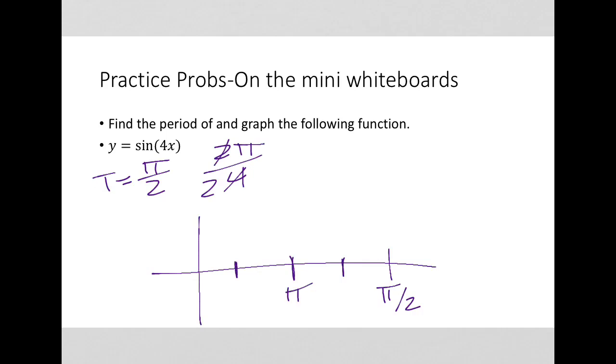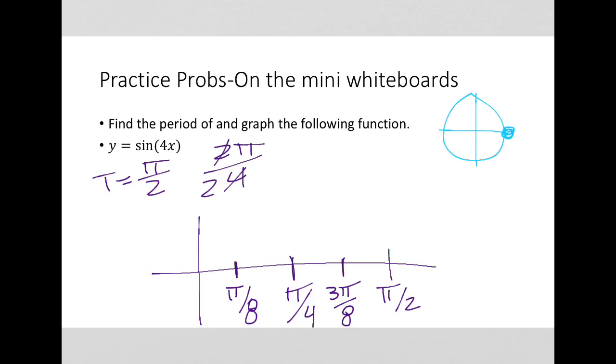Halfway is going to be my total period divided by 2. So it was pi over 2, so that's pi over 4. Go halfway again. Now I'm dividing by 2 again. I get pi over 8. So if I get 1 pi over 8, 2 pi over 8, this has to be 3 pi over 8 right there. And then again, think about what the sine function does.